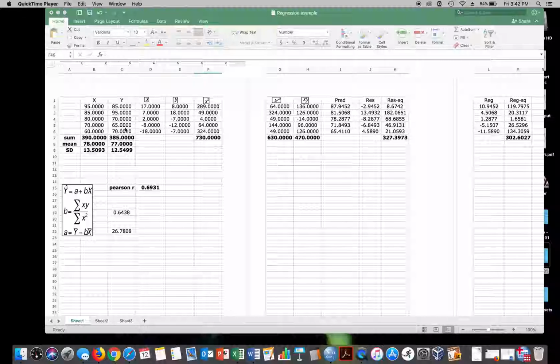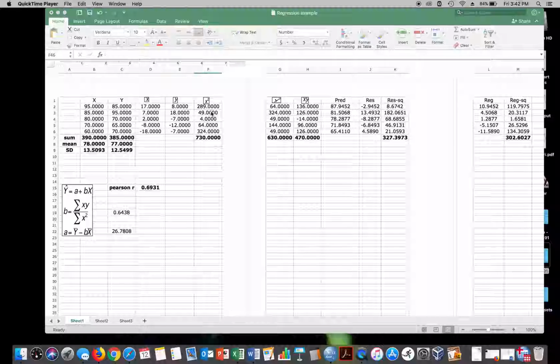Now to compute the standard deviation, I would take the raw score minus the mean. So 95 minus 78 equals 17, and that gives me my deviation score. 85 minus 78 equals 7, and that's my next deviation score, and so on and so forth. I do the same thing for depression. 85 minus 77 equals 8. 95 minus 77 equals 18. 70 minus 77 equals negative 7. Remember, we didn't want any negative values in our deviation scores, so we squared them. We get the squared values for x and the squared values for y.